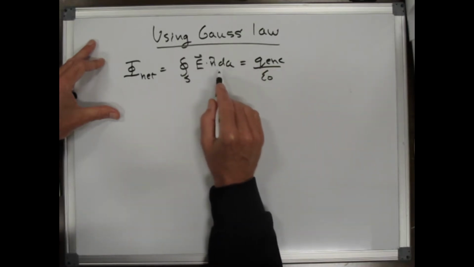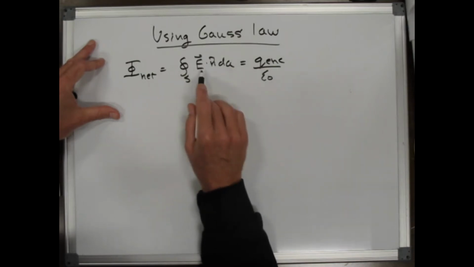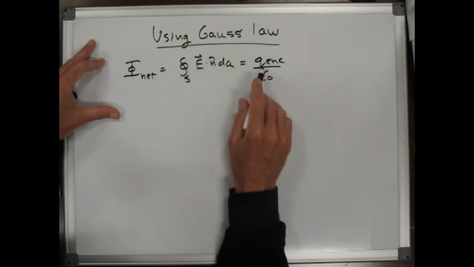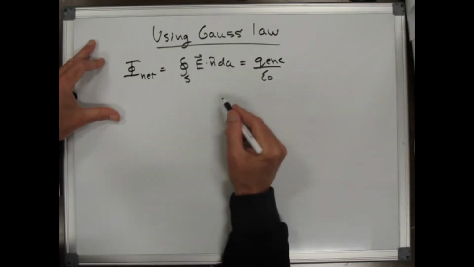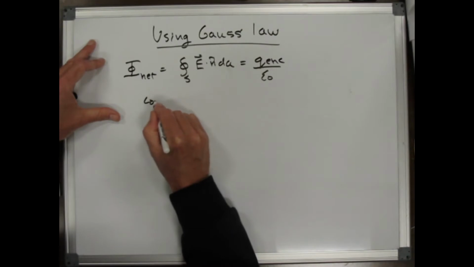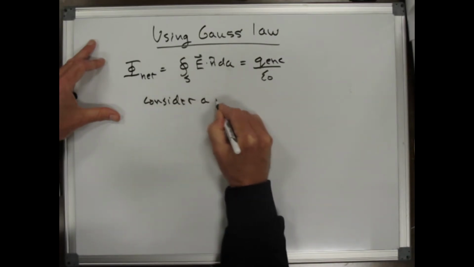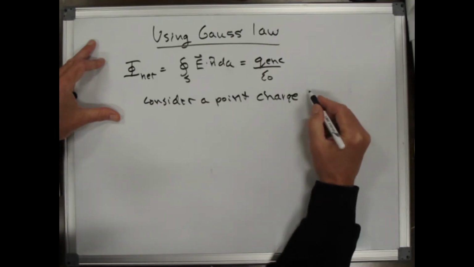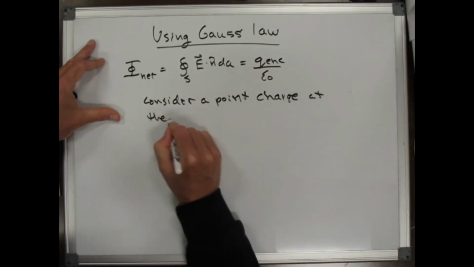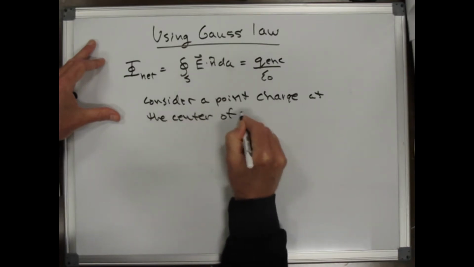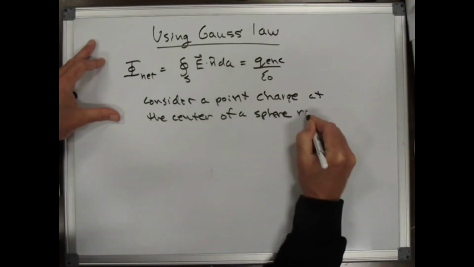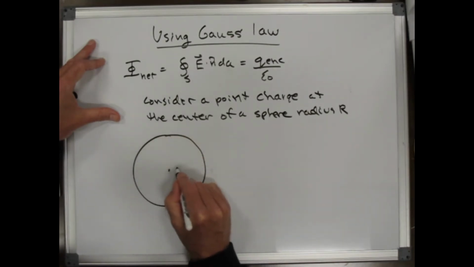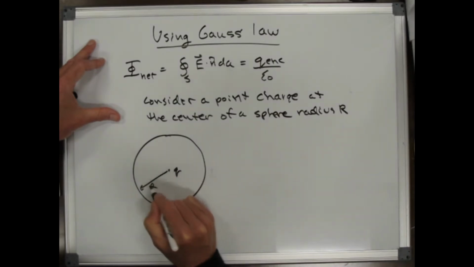And so this can be used in a variety of ways. We can use it to calculate flux, we can use it to calculate electric field, and we can use it to calculate charge. And so I'm just going to quickly give the reverse example of what we did yesterday. We can derive Coulomb's law with this equation, because we can consider a point charge at the center of a sphere of radius r. So here's my sphere, right? And here's my point charge, we'll call it Q, and this sphere has radius r.